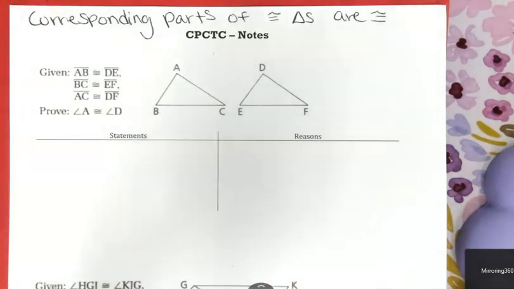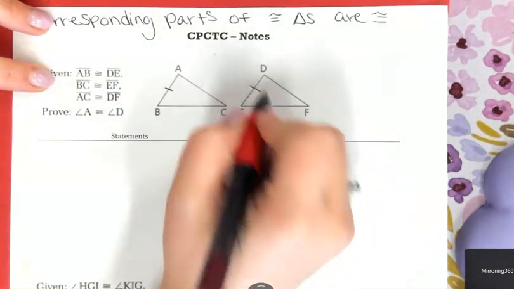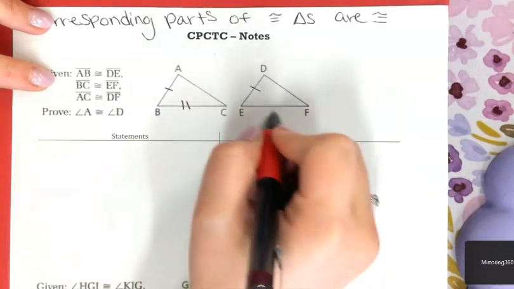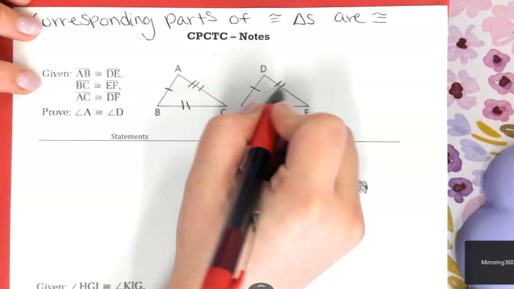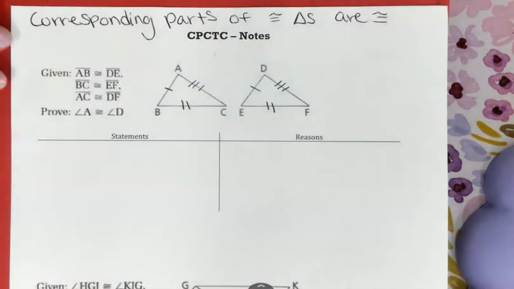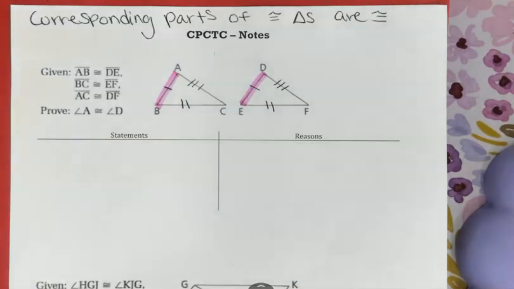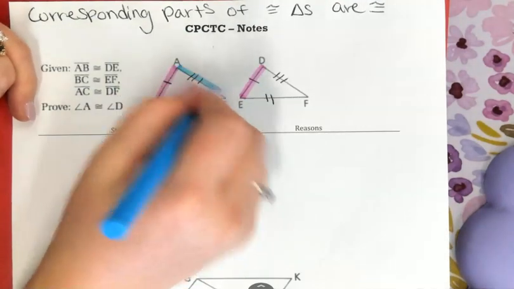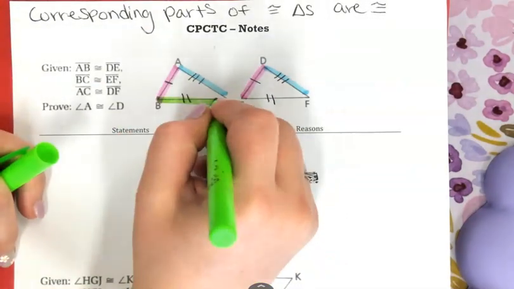Well, if I've got these two triangles and I'm given that AB is congruent to DE, BC is congruent to EF, and AC is congruent to DF, what I know here is that I've got triangles that are congruent by side, side, side. So what that means is, obviously I've got these tick marks here that pair my corresponding sides to each other, but I'm also going to have corresponding angles that are going to be congruent to each other.